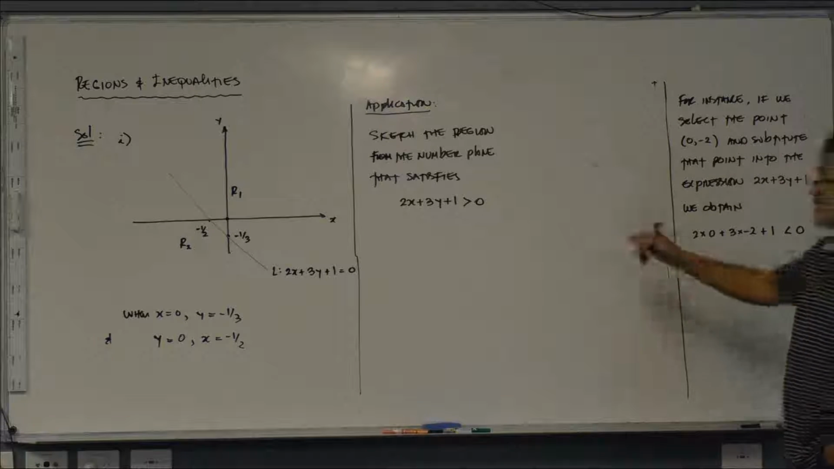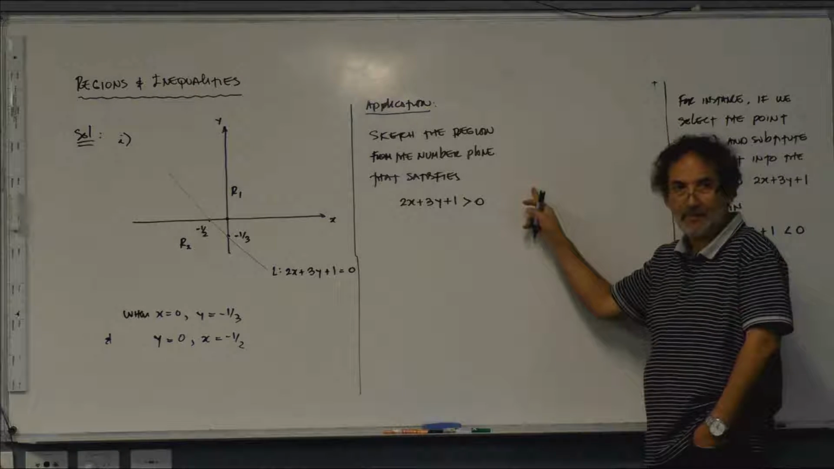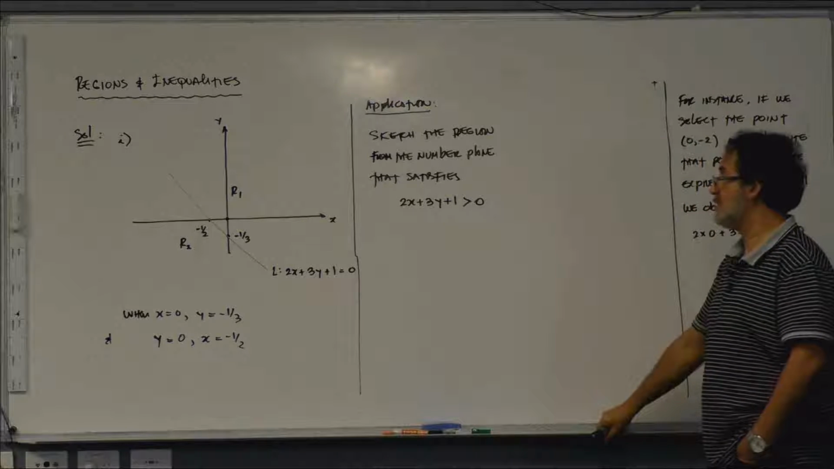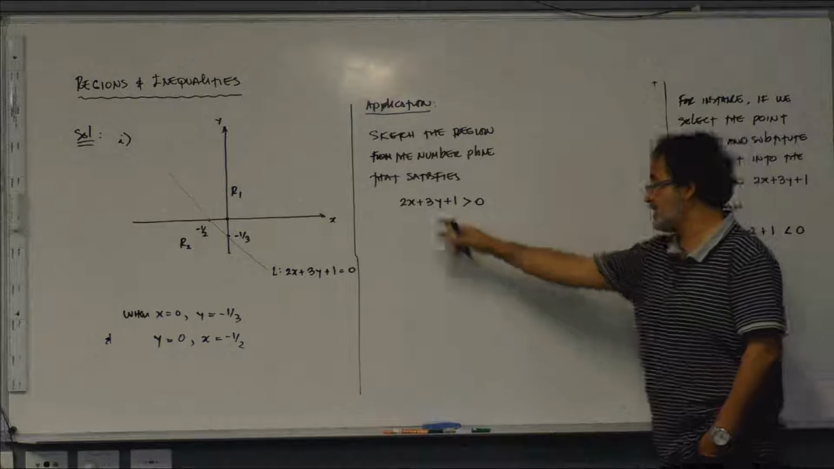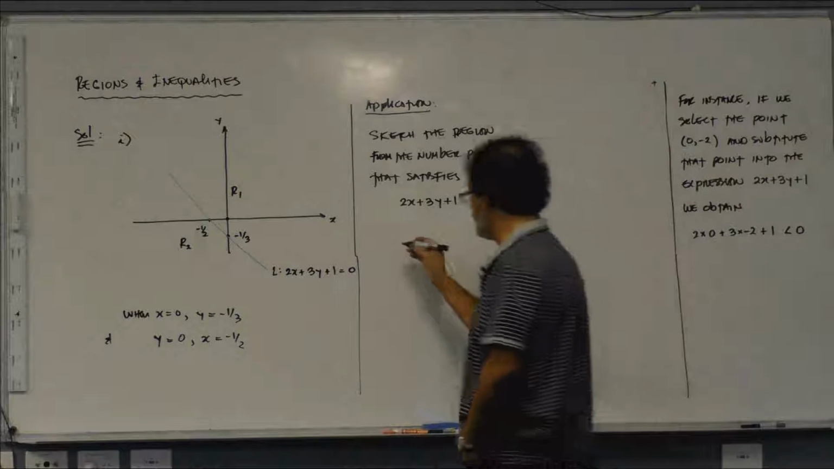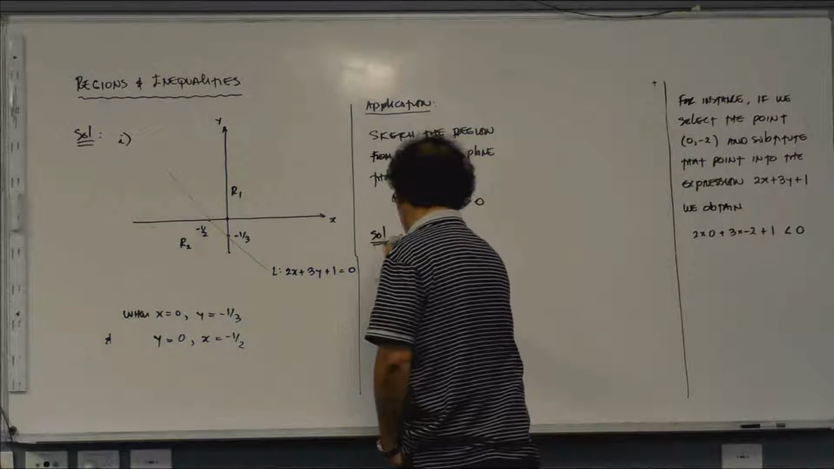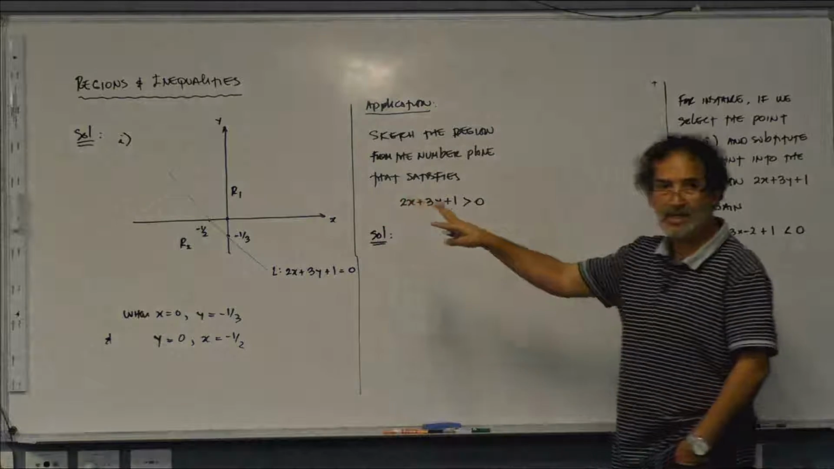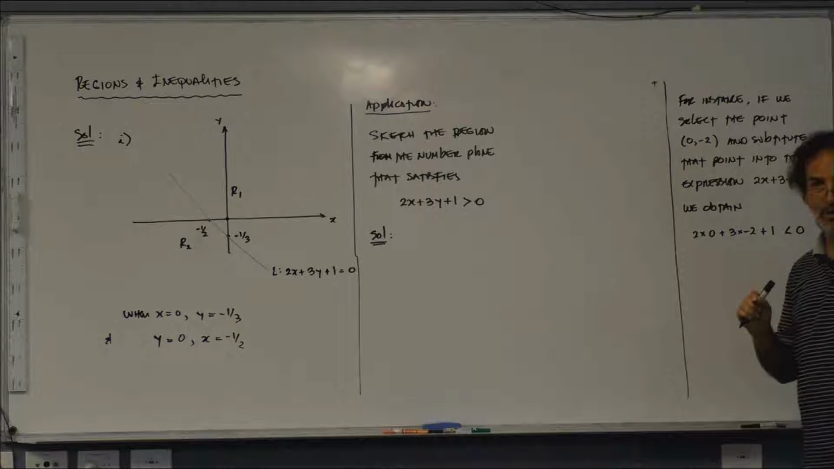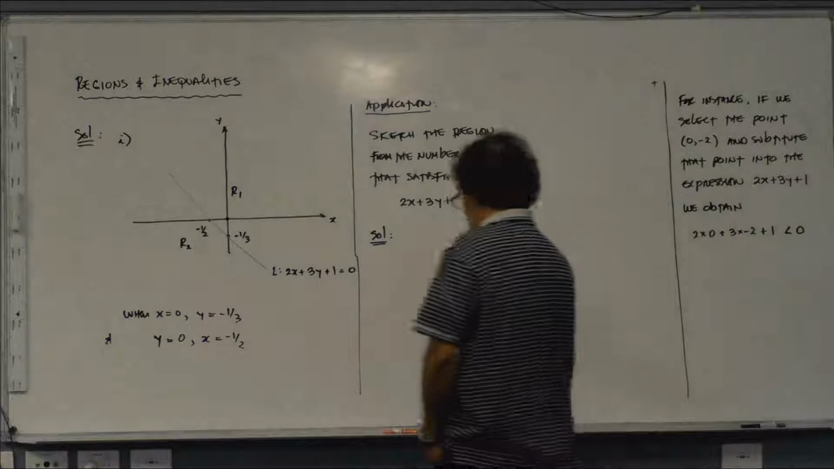Okay, so in tests you're going to have questions like this, Sarah. You're going to have questions in which they say sketch the region from the number plane that satisfy this inequality. All right? So what you are going to do, you're going to say solution. First of all, you're going to sketch it. So you're going to draw the line and everything. And then you're going to have a test point. Okay, so you're going to say, for example, test point.